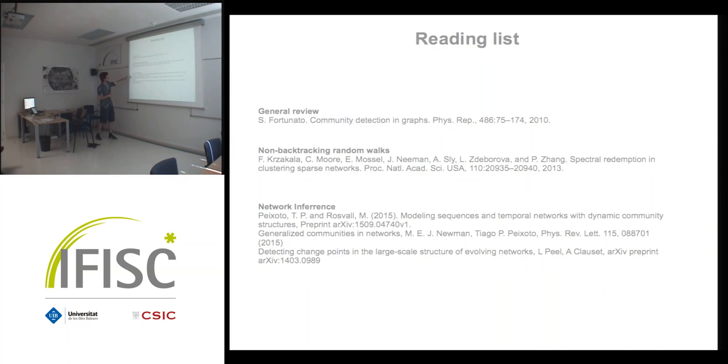More generally, there have also been quite a few works on network inference, designing practically fast algorithms to find clusters from this modeling perspective. Key persons would be Tiago Peixoto, for instance, also Mark Newman, Aaron Clauset, and I think that's it.